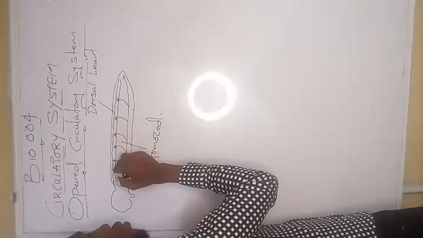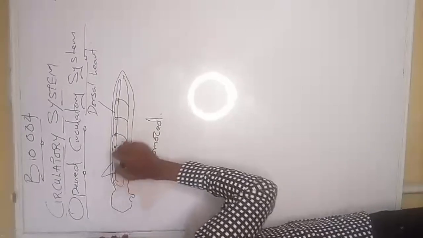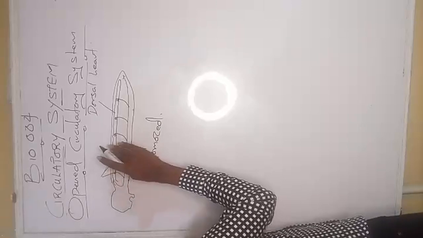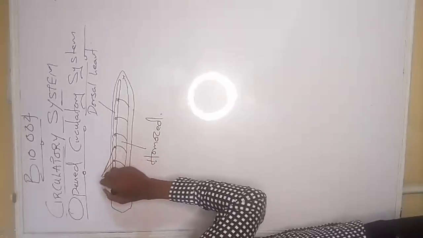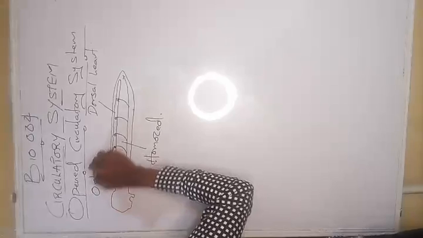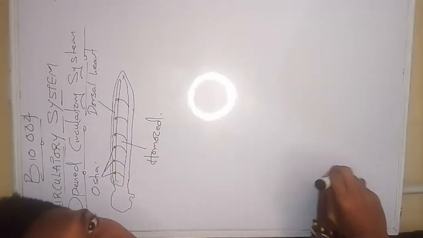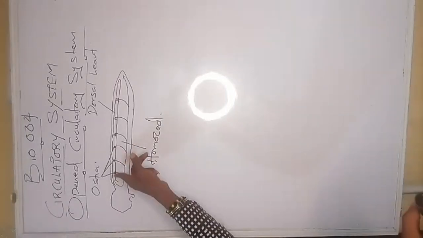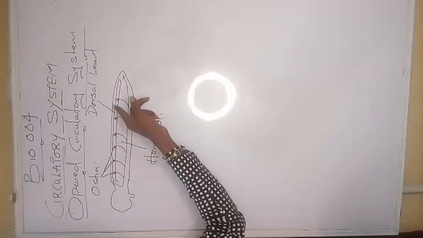And what are the names of these holes? These are called your ostia. And I believe that should ring a bell, because even in your peripheral, you have ostia. When we are doing our classification, don't worry, I'll take you through classification sometime and we see the ostia. So it has small perforations called ostia.